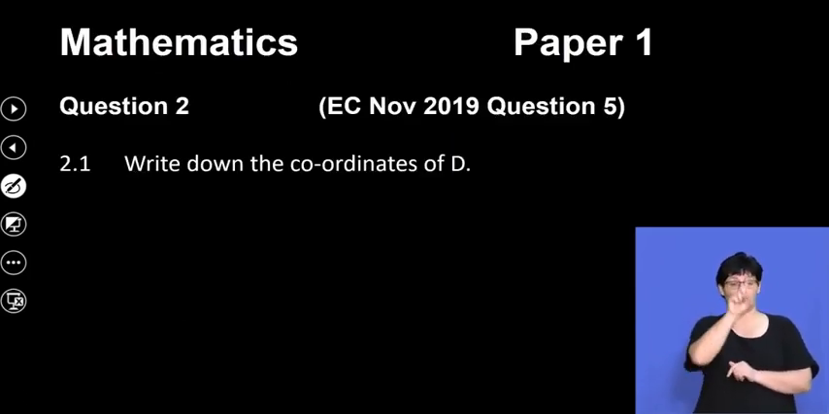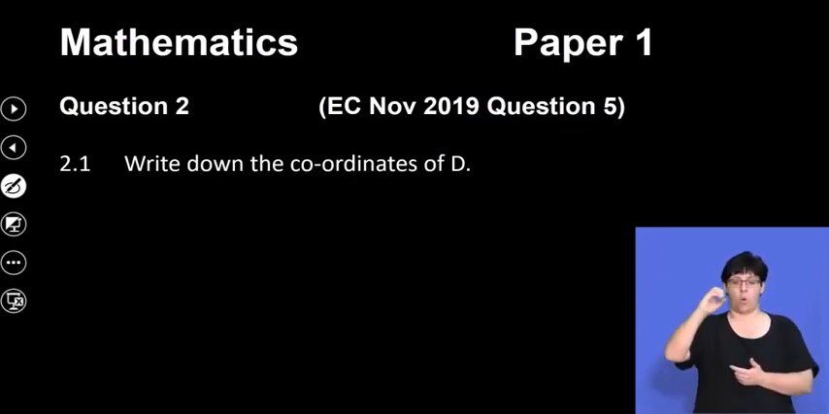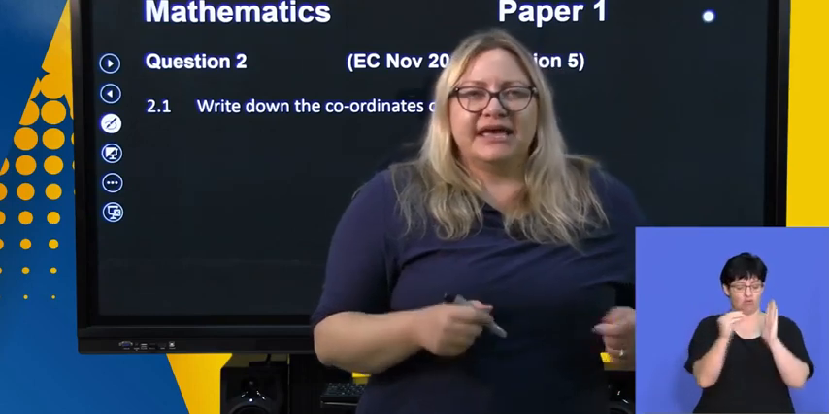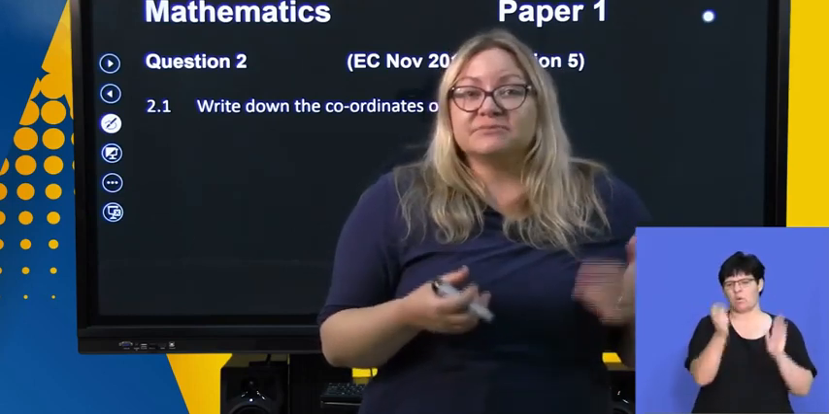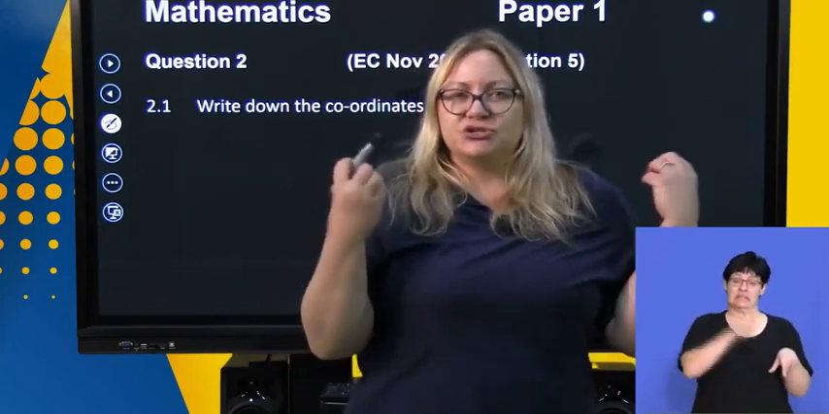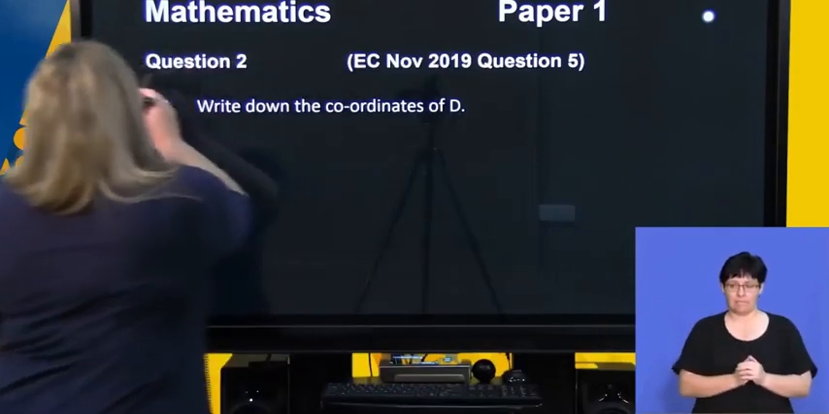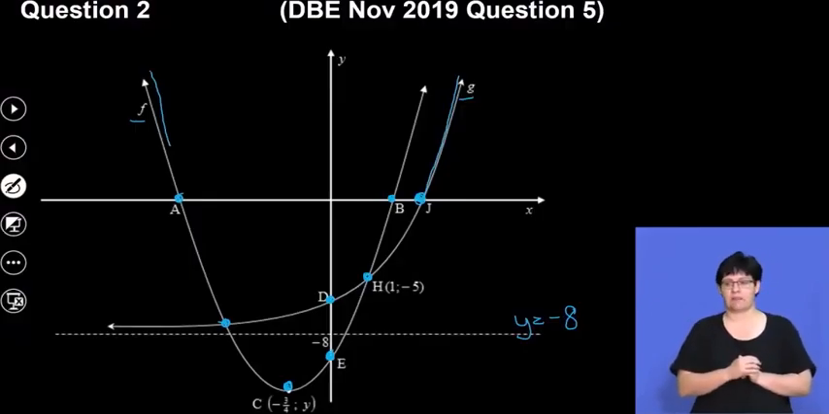The first question is, write down the coordinates of D. So when you're asked to write down coordinates, it's probably going to be out of very few marks, possibly 1 or 2 marks only. And you don't necessarily need to show your working. You can just literally write down the coordinates. So let's have a look, go back and look at that. So D is the y-intercept of the exponential graph.